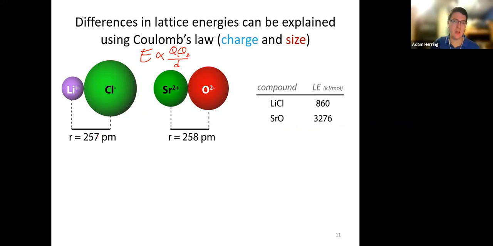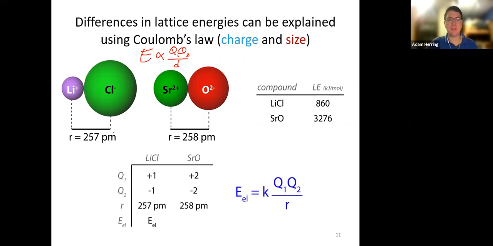It's only 1 picometer difference out of 250 or so picometers. So it's a very, very small difference. And so we can attribute the difference in the lattice energy solely to the difference in the ionic charges. When we look at the charge of the species, lithium and chlorine each have a charge of +1 or -1 respectively. Strontium has a +2 charge, oxygen has a -2 charge.